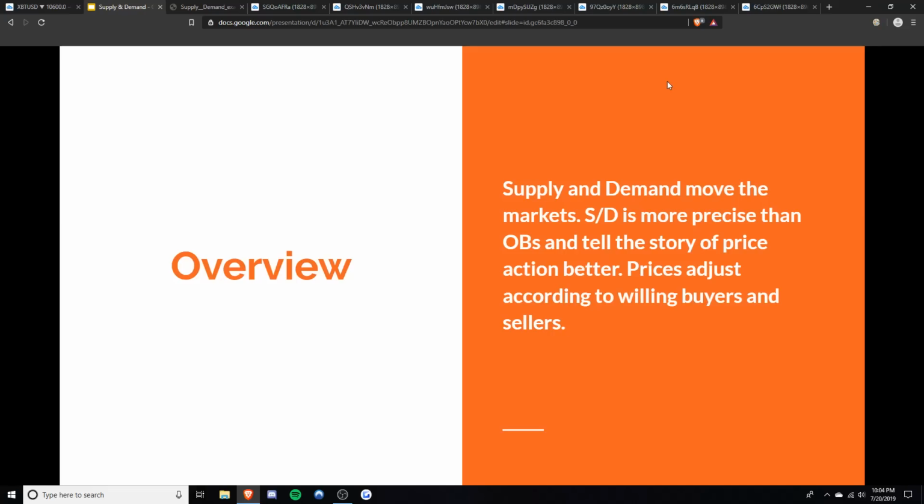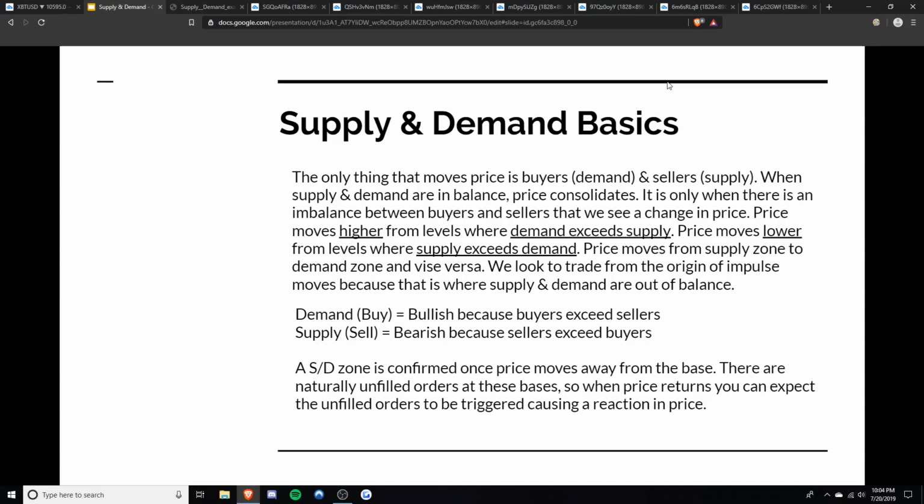And one more thing, supply and demand is a lot more precise than order blocks or clusters or boxes, whatever you want to call them, just because it really goes into a lot more detail than I've seen the order blocks go into, for instance, and it really just tells the story of the price action a lot better. Let me just go ahead and get into the basics.